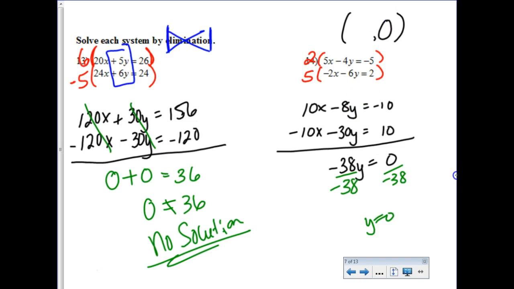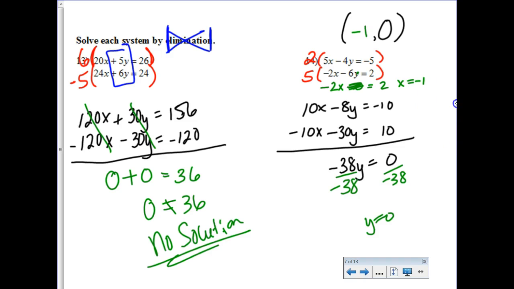So when you go to write your ordered pair for me, you put 0 in the y position. Now you take your favorite equation, which I like this bottom one here, and you plug in a 0 for the y term right here. So negative 2x minus 6 times 0, which would be 0, equals 2. So this term's totally gone. Divide both sides by negative 2, and you get x equals negative 1.